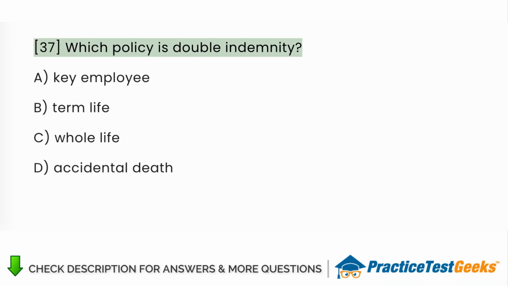Which policy is double indemnity? A. Key employee. B. Term life. C. Whole life. D. Accidental death.